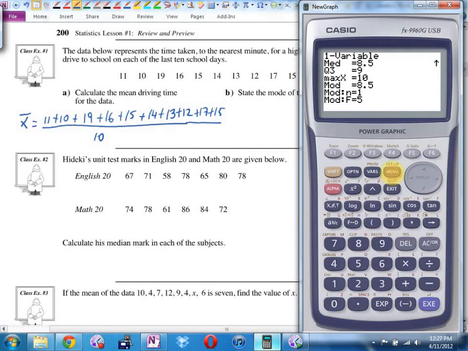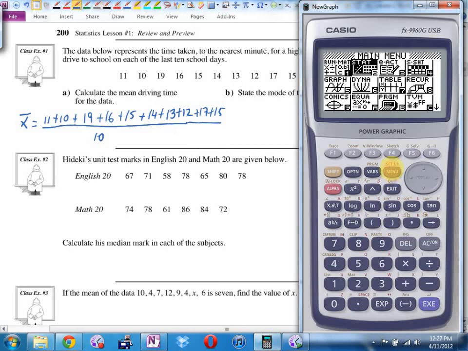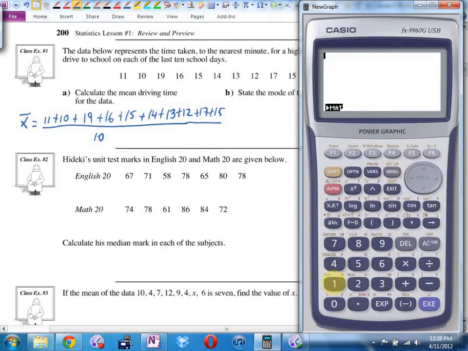Rachel, we're going to hit menu to get back to this screen. And then the regular math menu is run math, menu number 1. Jacob, is there more than one number on the top? Oh, bracket. 11 plus 10 plus 19 plus 16 plus 15 plus 14 plus 13 plus 12 plus 17 plus 15, close bracket, divided by 10.